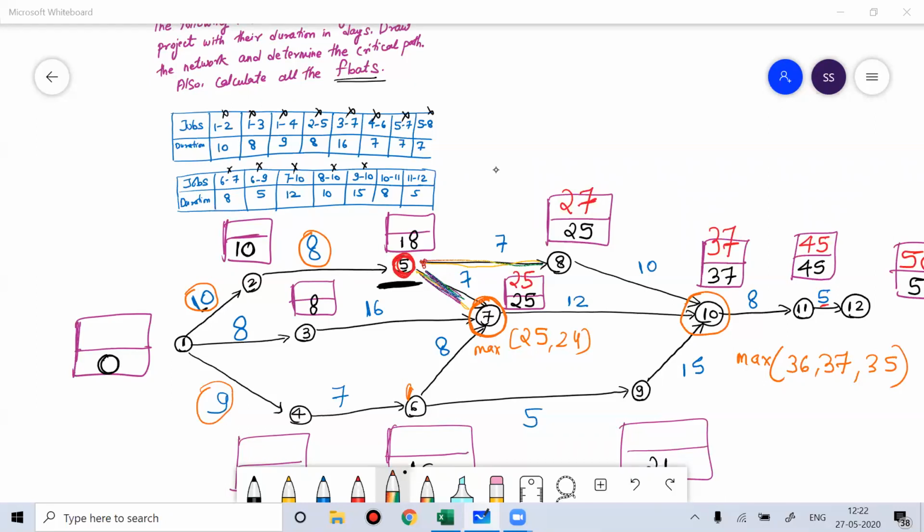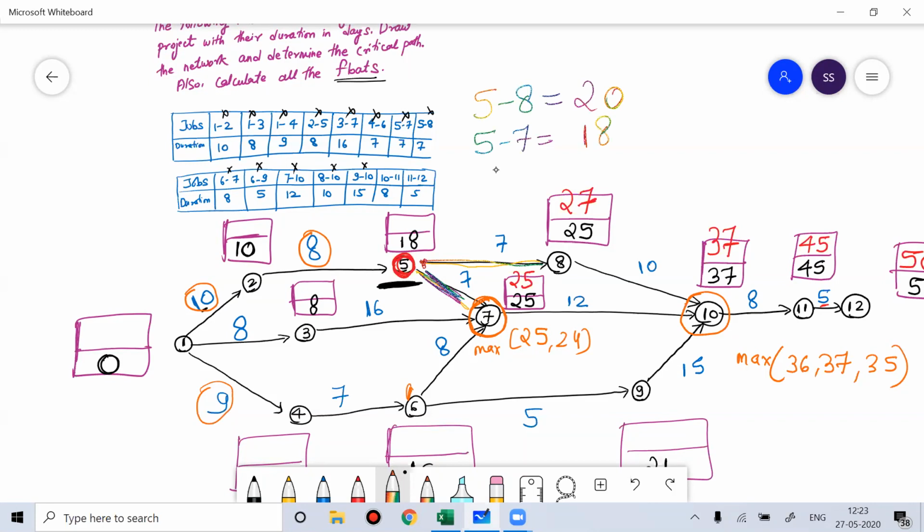If you take 5 to 8, when it gets over, 27 minus 10, it will get over in 20 hours. And if you take 5 to 7, when it is getting over, 25 minus 7, that is 18 hours.